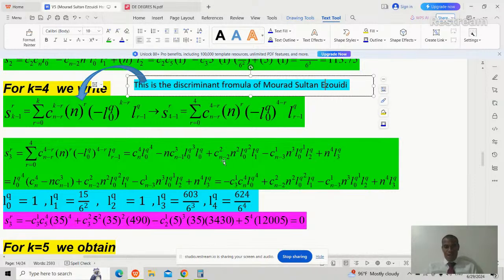You can see that this part and that and this are called common factor. I will write it outside the brackets.